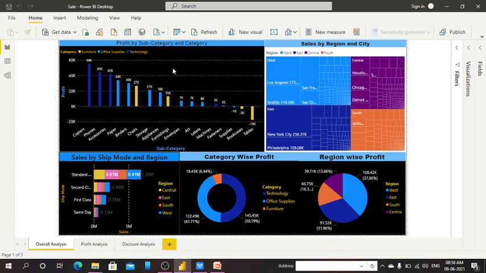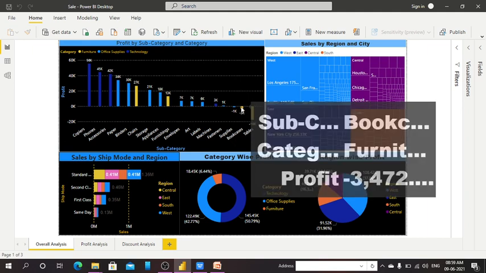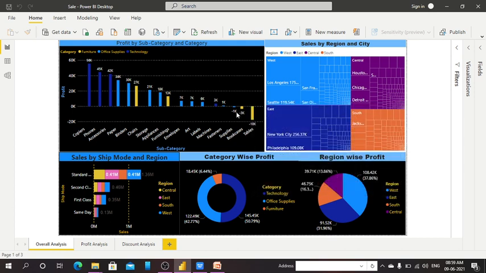In this analysis, tables are going into very high loss. Similarly, bookcases are in loss, but not very high. Fasteners are not going very well, showing very low profit. Similarly, machines are not having good profit.